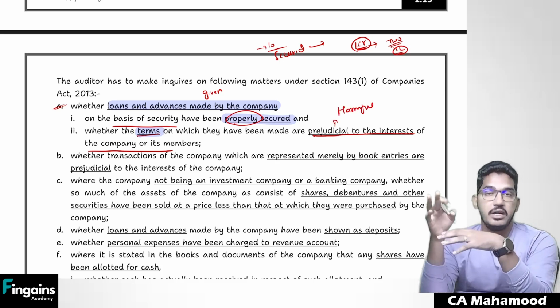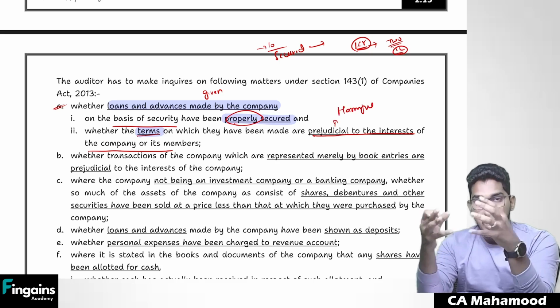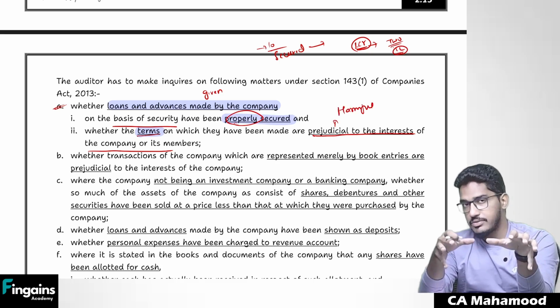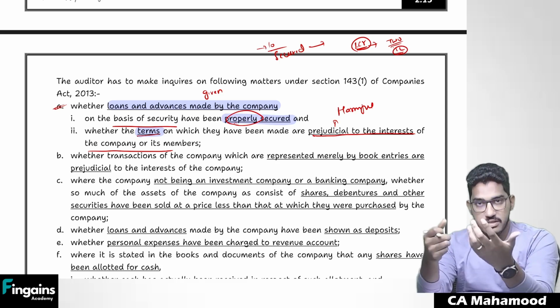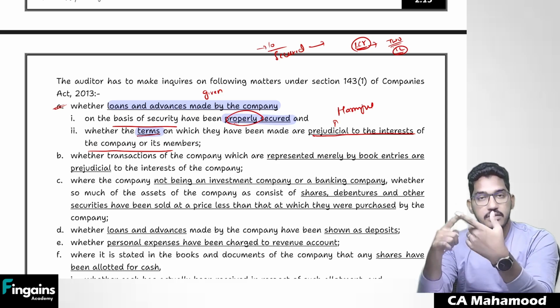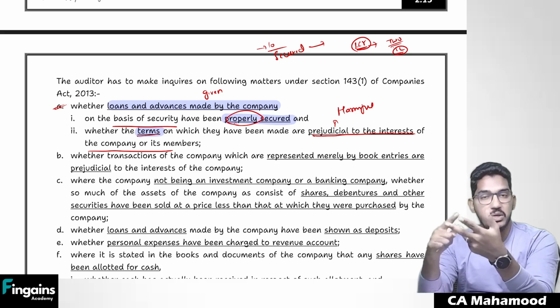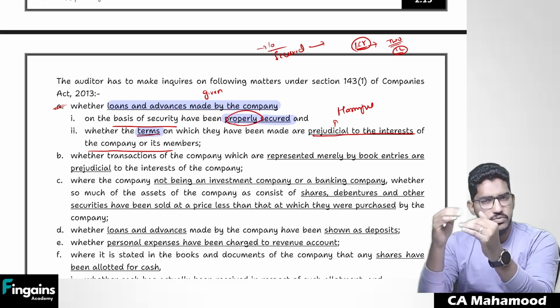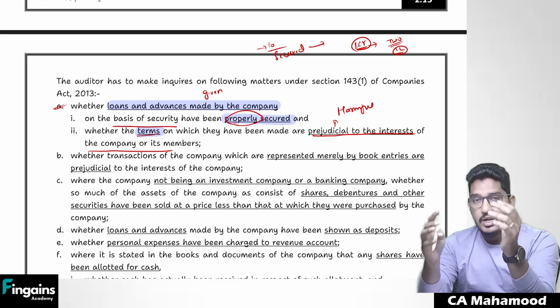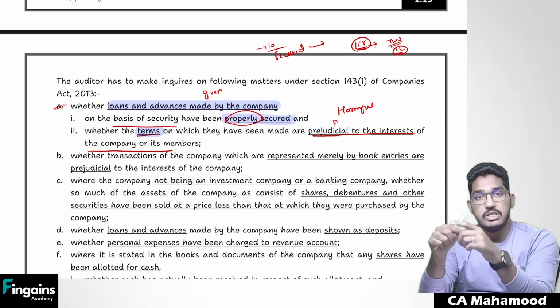So on whatever terms and conditions your client company has given the loan, are they prejudicial? Are they harmful to the interest of the company? Sir, we can say terms are harmful to the interest of the company when giving a loan without any interest rate, without any repayment period, or at an interest rate far below the market interest rate. So these are a few examples of the terms which are prejudicial.